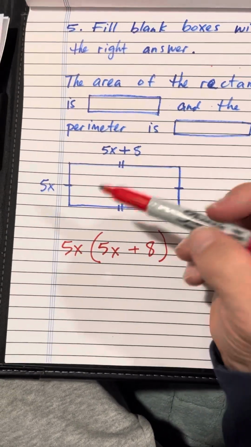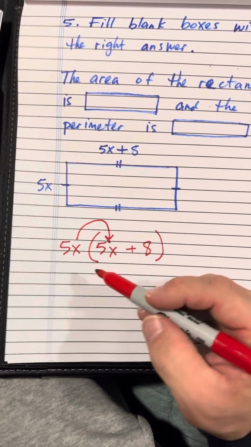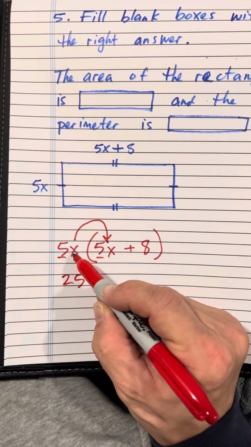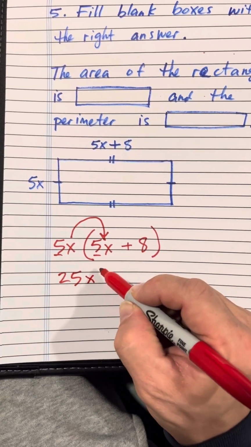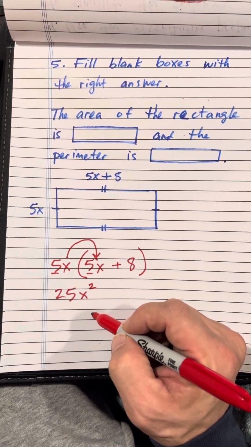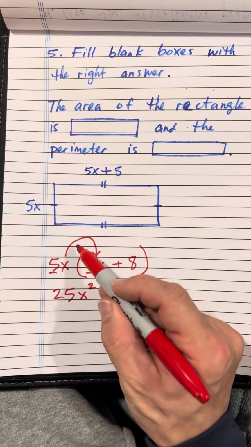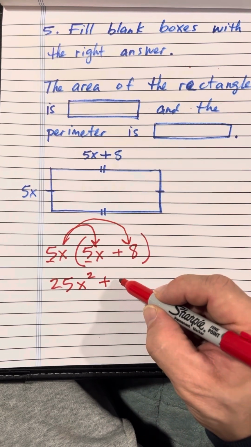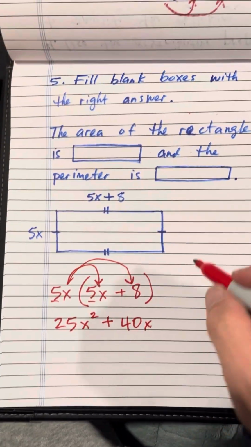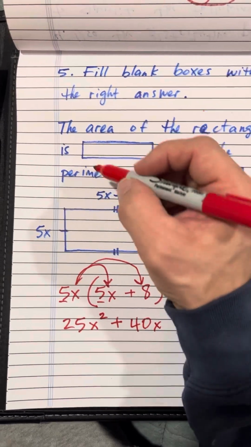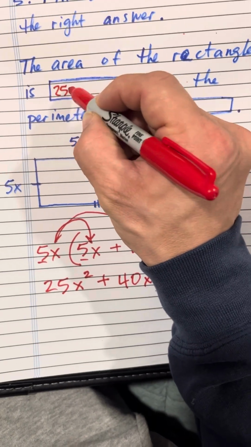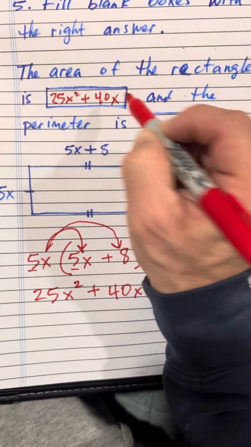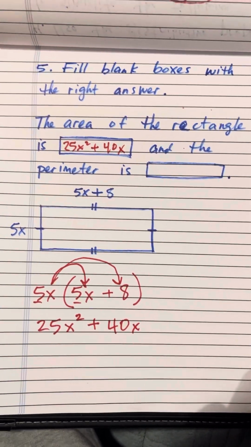All right, we're going to use the distributive property. Okay, so remember, multiply your coefficients. 5 times 5 gives me 25. x times x gives me x to the second power, or x squared. Okay, and then 5x times positive 8 gives me positive 40x. So my area is going to be 25x squared plus 40x. Okay. Now what about the perimeter?